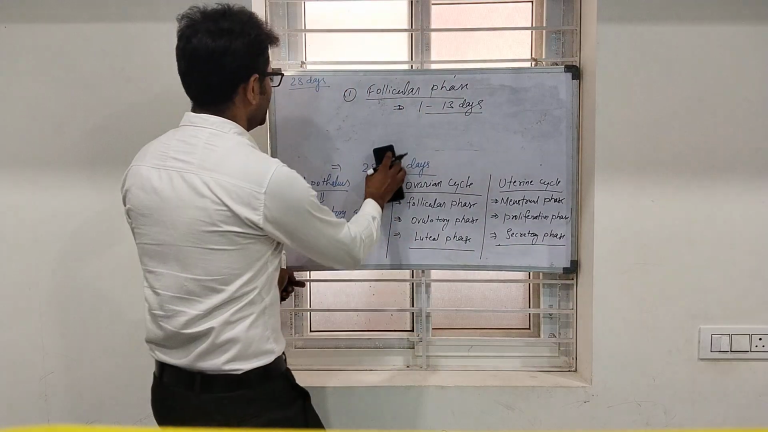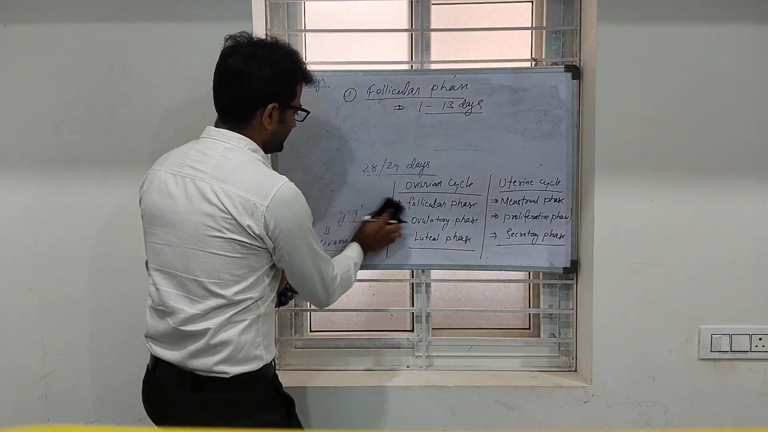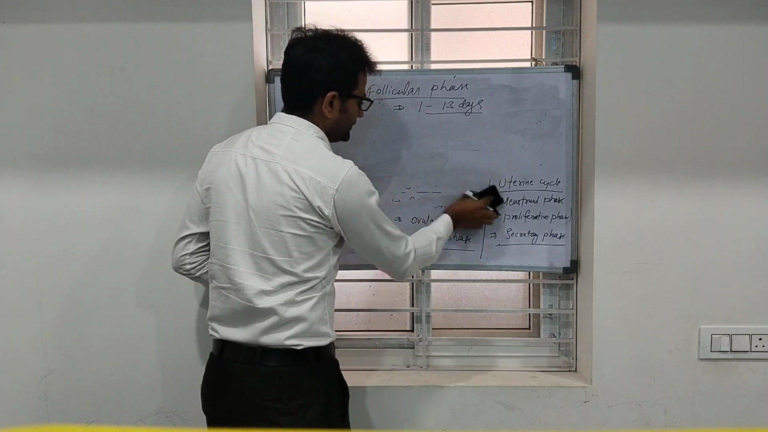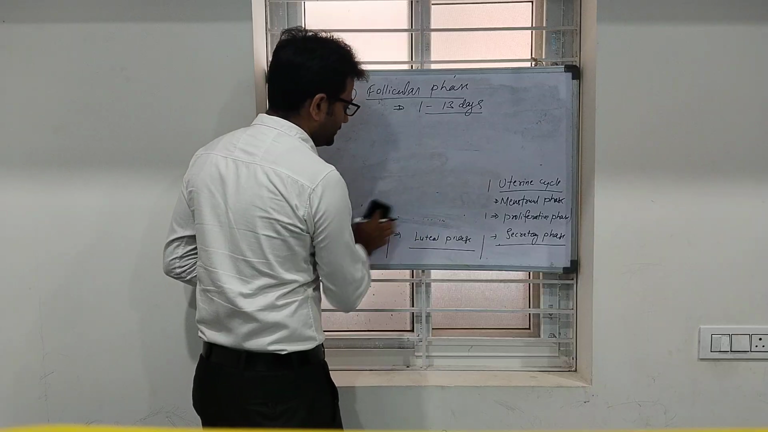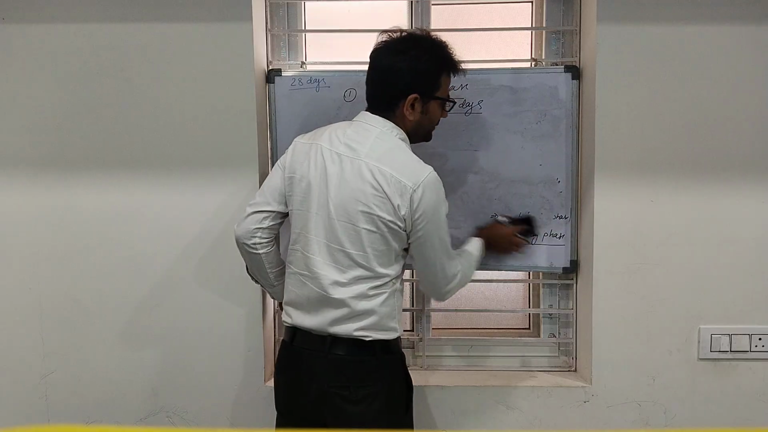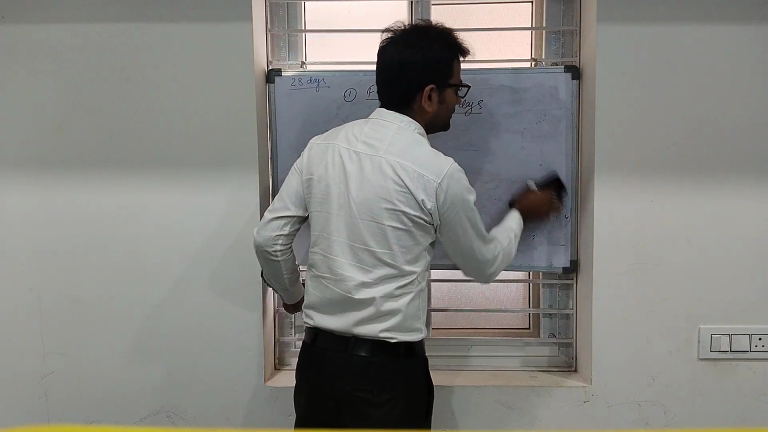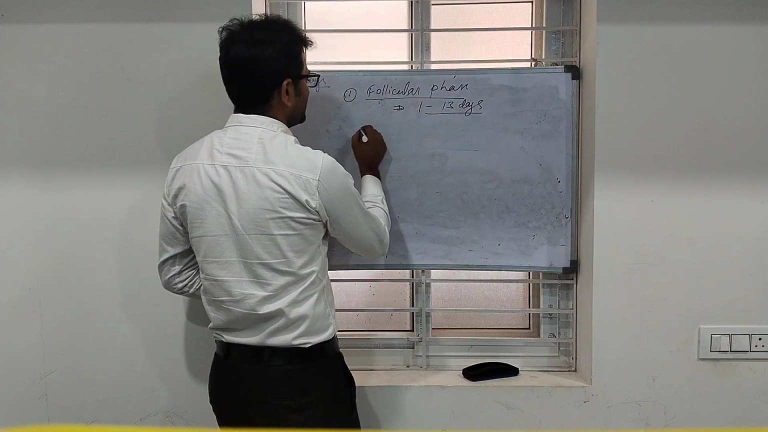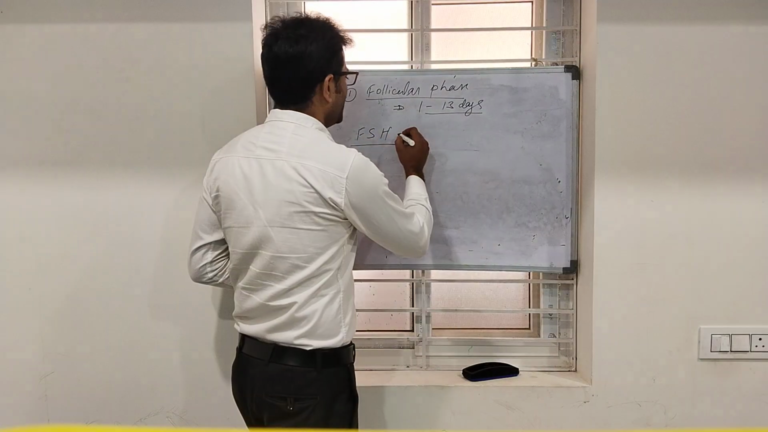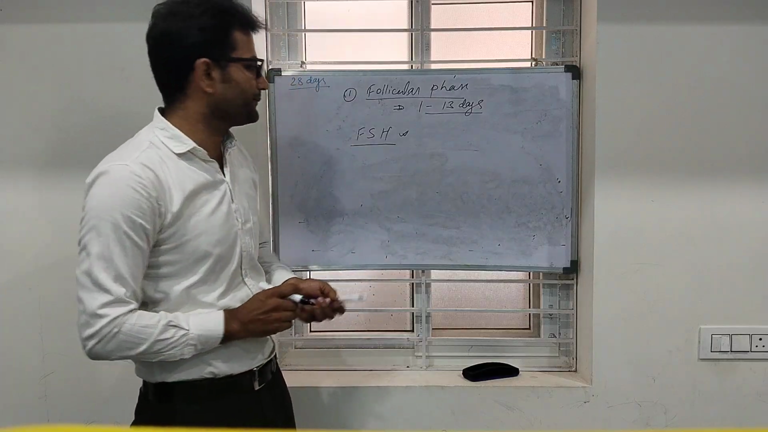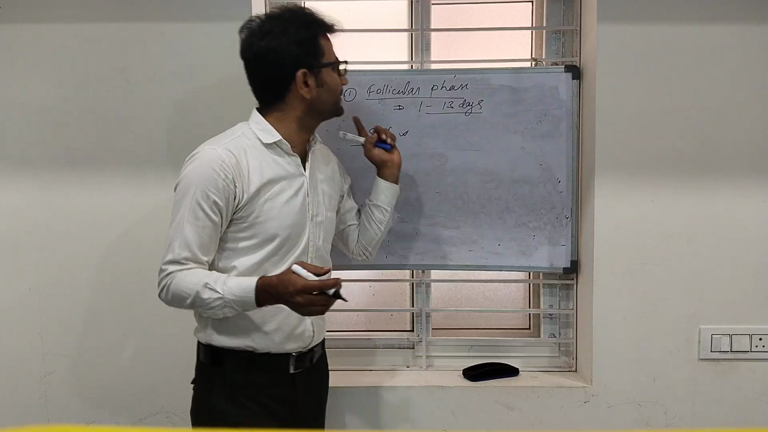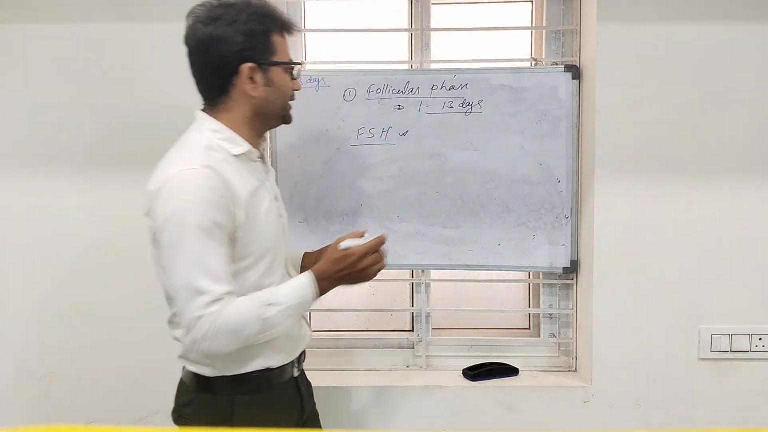In this follicular phase, because of one hormone which is secreted from the pituitary gland, and the pituitary gland, as we know, is a very important endocrine gland, it secretes very important hormones. This hormone is known as follicle stimulating hormone or FSH. Because of the secretion of FSH, follicular development takes place. So in the follicular phase, the follicular development takes place.